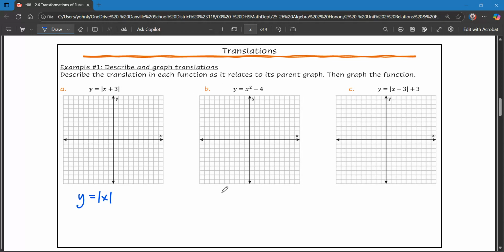If you look at letter B, your parent function, if you strip away everything, y equals x squared minus 4, the parent function is x squared. If you look at letter C, y equals absolute value x minus 3, and then plus 3, take away all the pluses and minuses, and the parent function is absolute value x. So the parent function is just the stripped down version of the graph.